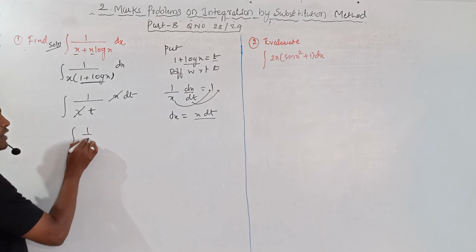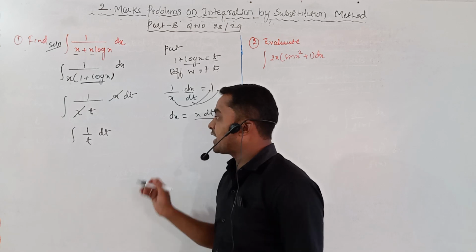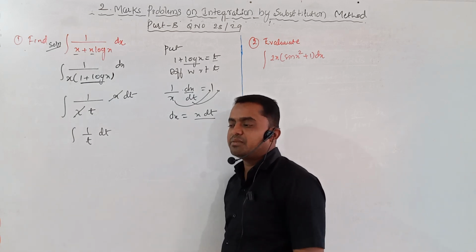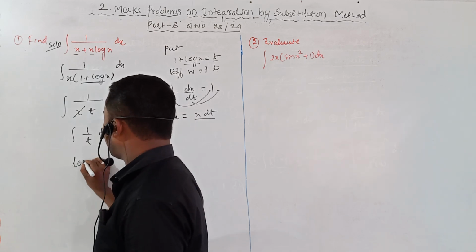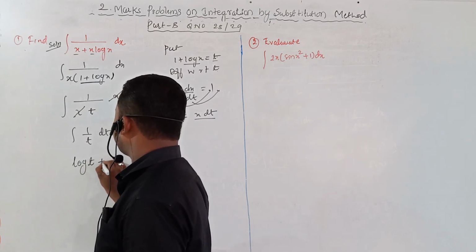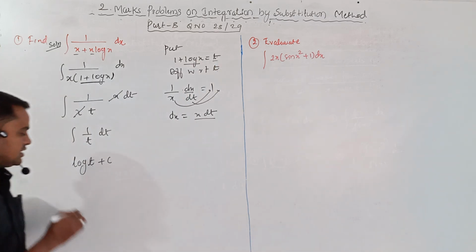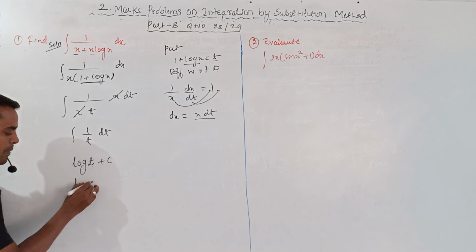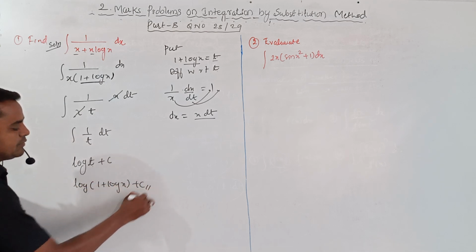Integration of 1 by t dt. Integration of 1 by x dx means log x, so integration of 1 by t dt means log t. So we write log t plus c. Then what is the value of t? 1 plus log x. Replace it at last: log of 1 plus log x plus c.